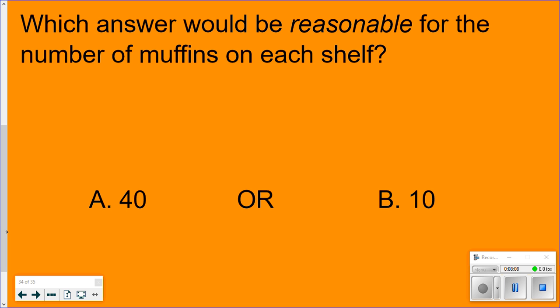Why? Did it say that? Did it say small shelves only? Bailey, what do you think? Put your mask on, please. Why?